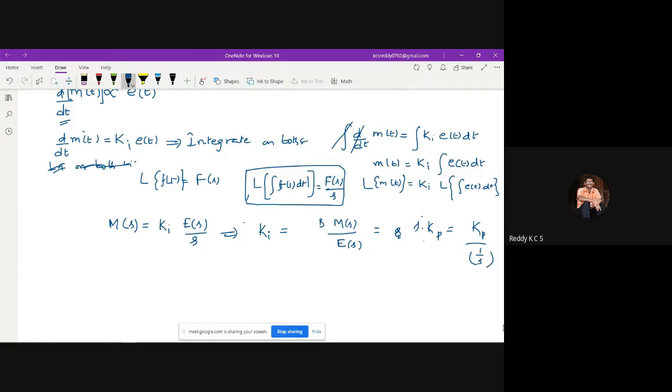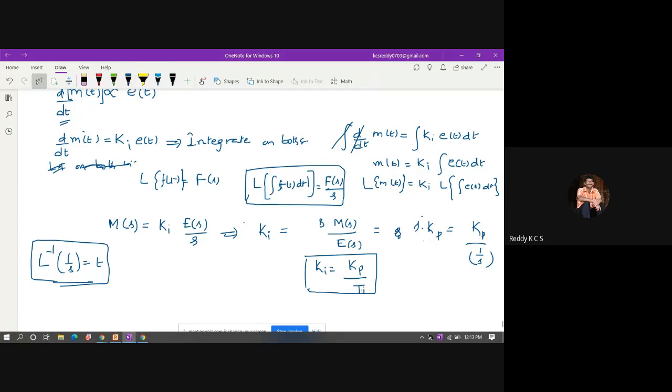So if I write in time constant, then ki will become kp by t, because L inverse of 1 by s is equal to t. So this is the inverse Laplace transform. If I apply it, then I get ki is equal to kp by ti. So this is what you can call the integral time constant. So this can be represented in the form of an integral controller.